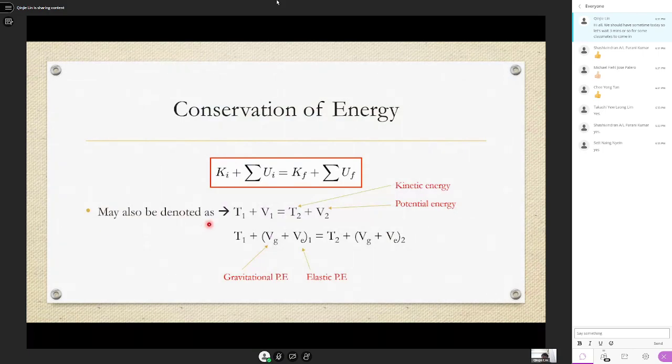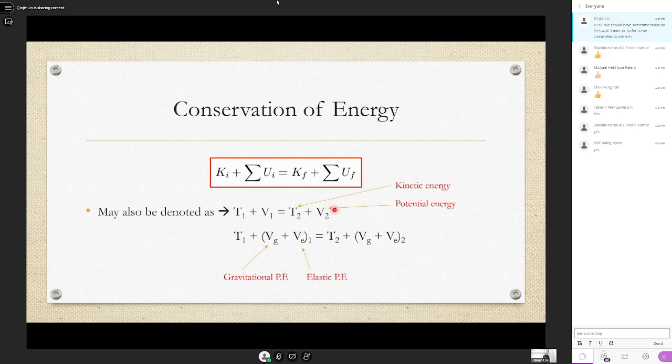It may also be denoted in this form. This is the same equation. Sometimes we can also write it as T1 plus V1 equals T2 plus V2. So just like our previous topics, there may be different representations, different letters to represent the same thing. Some people represent kinetic energy using T, and then potential energy using V. It's up to you to use what letters you want. This is just to let you know some different people use different letters.